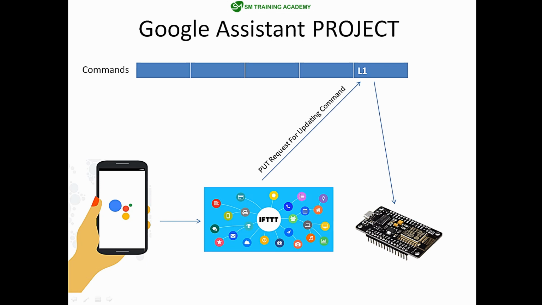And if I say "turn off the light" to this Google Assistant, I will be configuring this IFTTT for another request, and it will be sending a PUT request for updating the command L2 to the TalkBack queue available over here. And similarly, this receiver NodeMCU will be programmed in such a manner that if we receive L2 here, we will be turning off the LED which is connected to D0 of the NodeMCU.